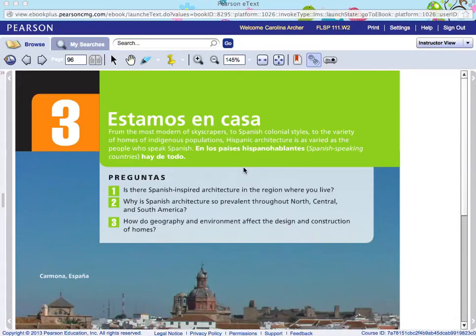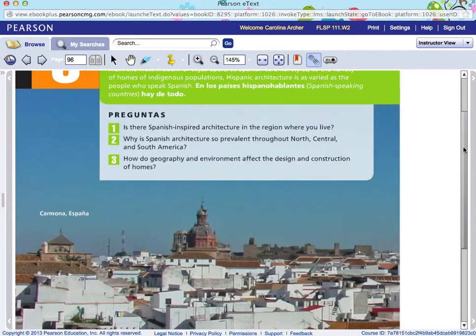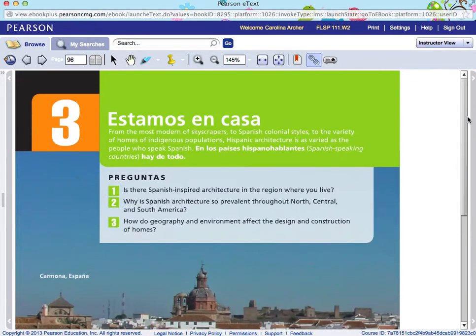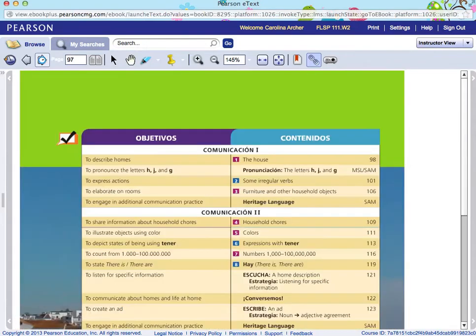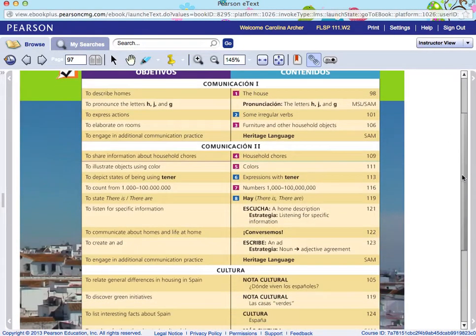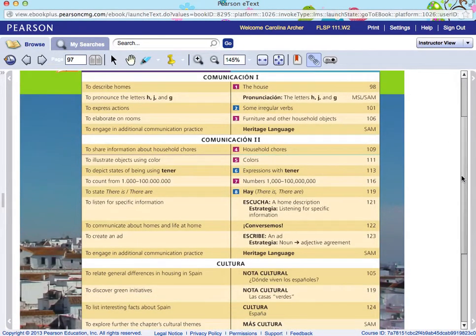En casa. We are going to learn to describe houses and different rooms in the house, and we're going to work with colors and different vocabulary to describe houses and different buildings. Okay, so let's go to página 97, and here, well, I'll let you take a closer look at the content on your own. But this is what we're going to be doing.